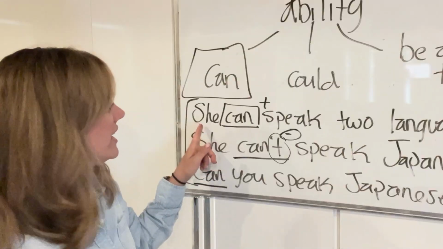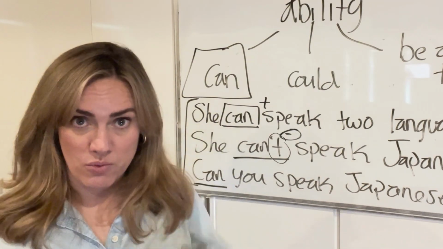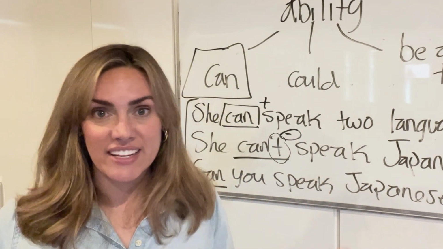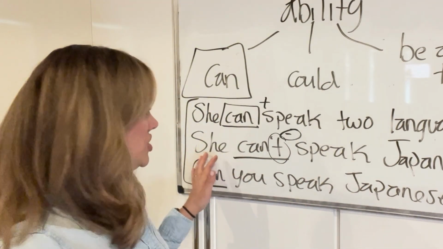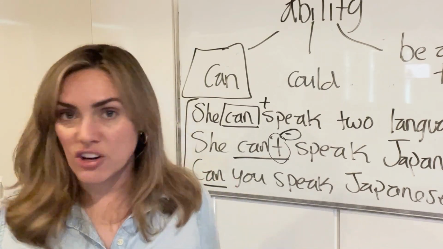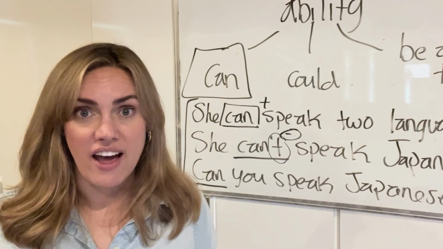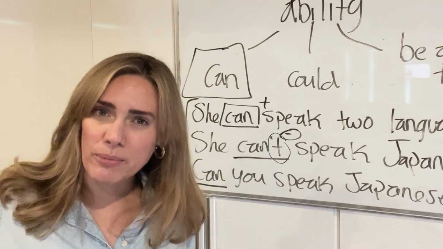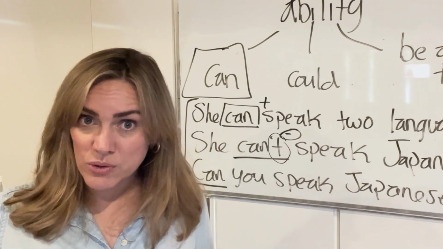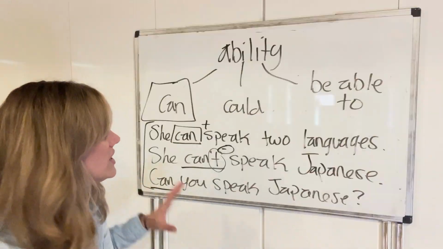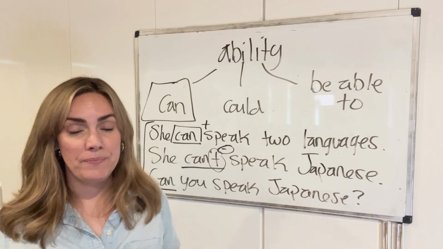So again, she can speak 2 languages right now, every day. It's a routine. She can't speak Japanese. That's also a routine that she does not have. Can you speak Japanese daily as a routine, as part of your life? So these are for the present time.